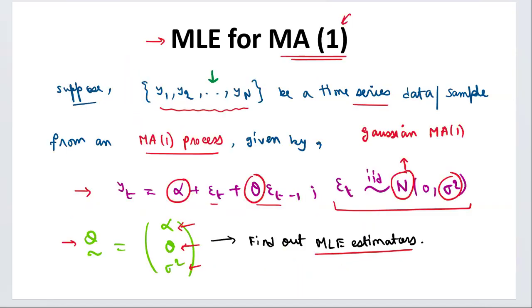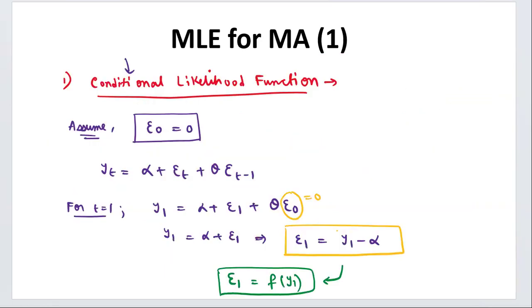This is known to us: Y1, Y2 up to Yn. This is the sample, the data or the time series sample which is known to us. So we always try to write our entities in terms of the known figures. Here y1, y2, y3 and up to yn are known to us. So I have converted epsilon in terms of y. I hope up till this much this is fine.